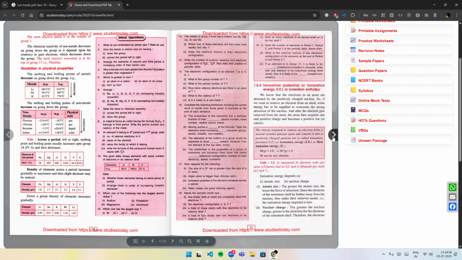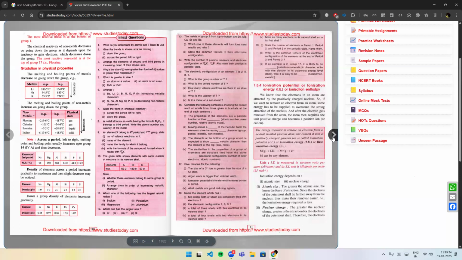Ionization potential or ionization energy or ionization enthalpy. We know that the electrons in an atom are attracted by the positively charged nucleus. So, if we want to remove an electron from an atom, some energy has to be supplied to overcome the strong attraction of the nucleus. After the electron gets removed from the atom, it acquires one unit positive charge and becomes a positive ion or cation. The energy required to remove an electron from a neutral isolated gaseous atom and convert it into a positively charged gaseous ion is called ionization potential, ionization energy, or first ionization energy.